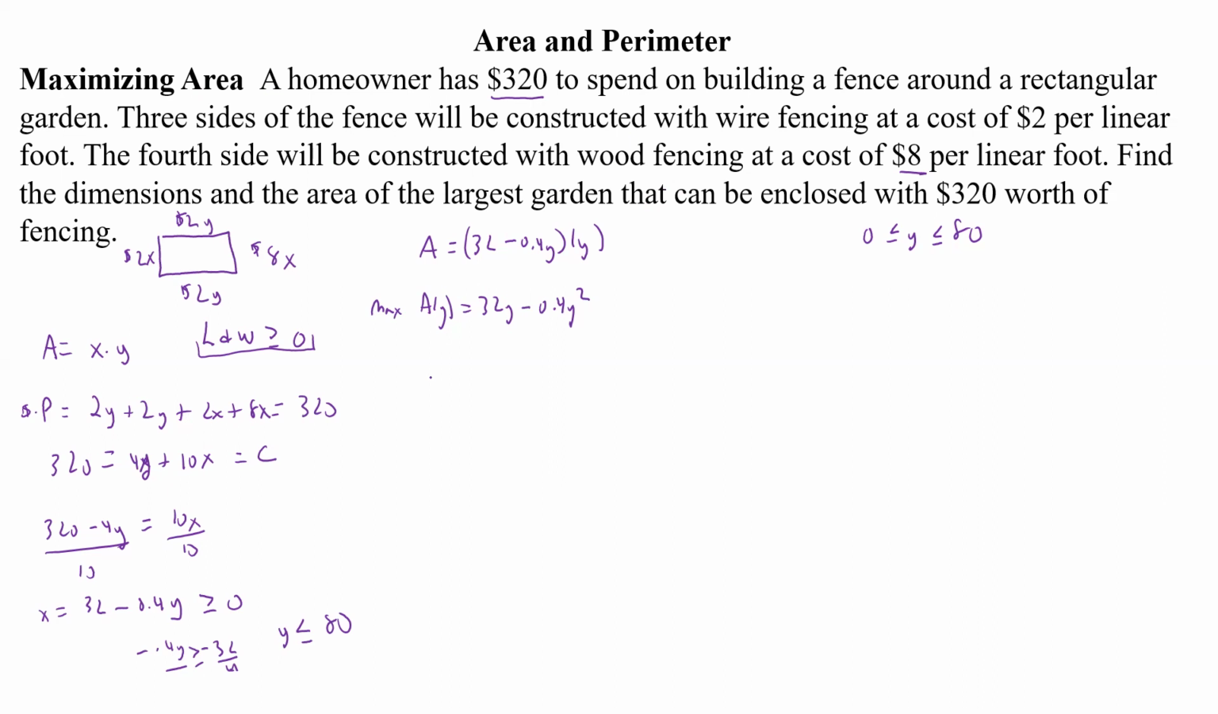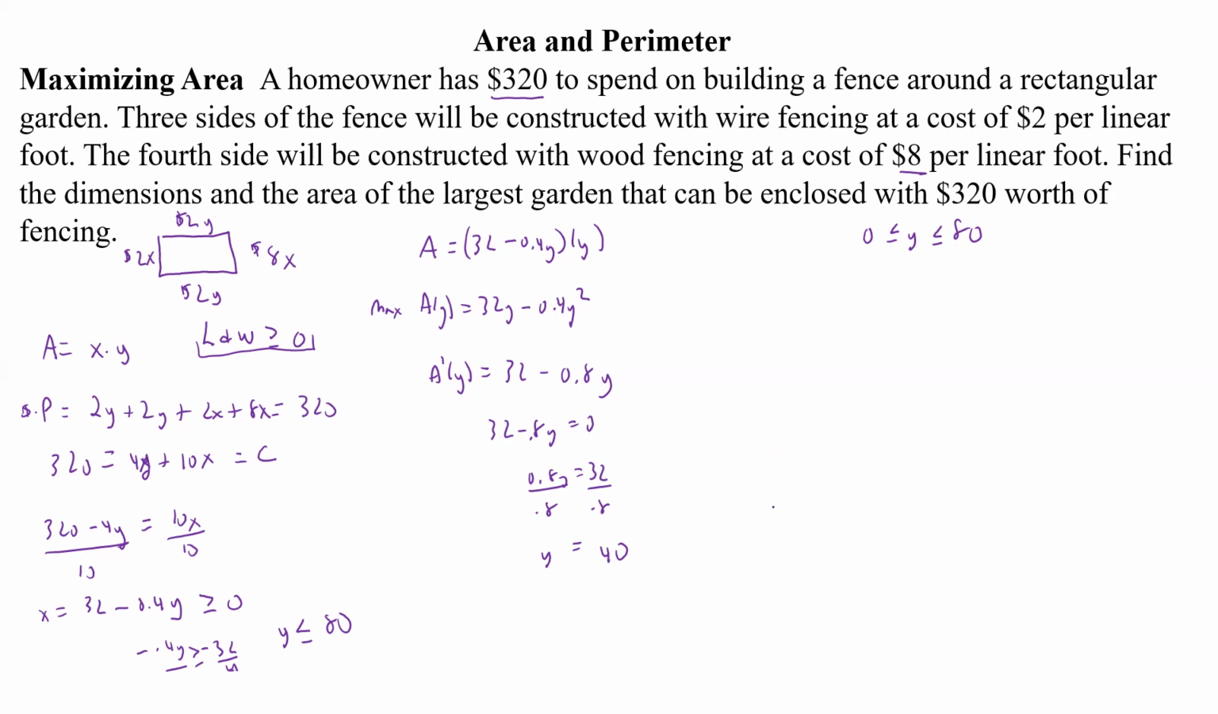So if we do that, that means we're going to first take our first derivative. So that's going to be 32 minus 0.8y. Now, if we solve that and set that equal to 0, 32 minus 0.8y equals 0, subtract 32, 0.8y equals 32 because we're going to divide by negative, and then we divide by 0.8. And so y then is equal to, it looks like, 40. And so that would be our value there.